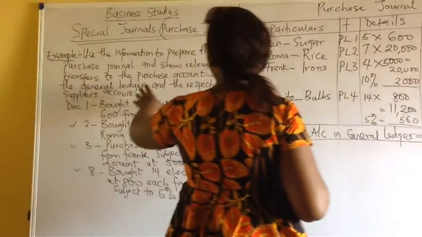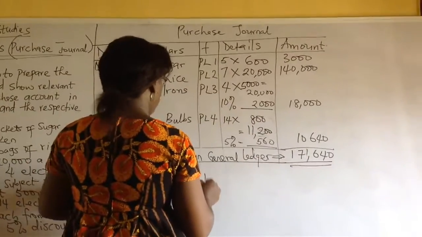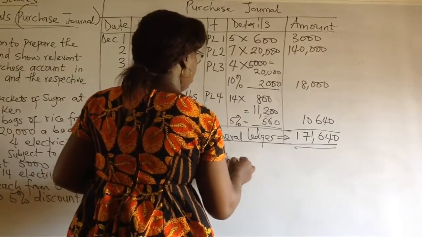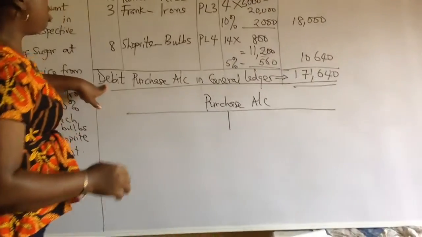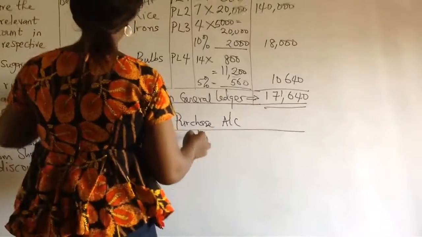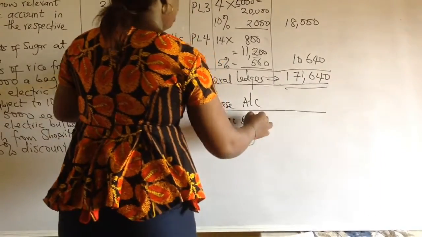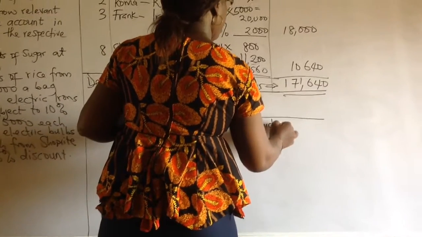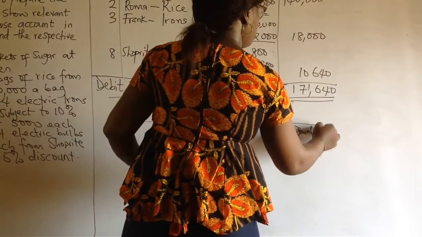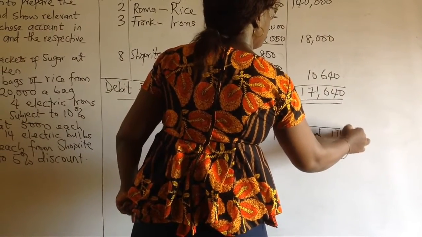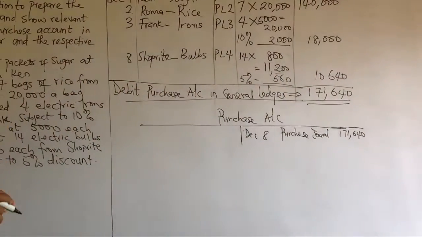Since they said we should post all other respective accounts, first of all, we post our purchase account using the T method. Debit, which means you put it on your right hand side. So you take the last date there, which is December 8th, and it's going to be purchase journal as particulars. Then the amount is 171,640. So that is our purchase account.